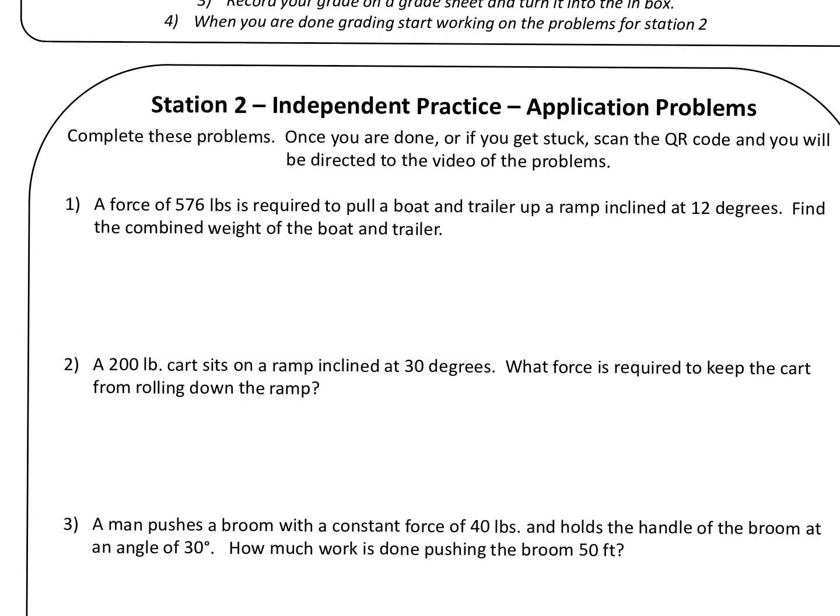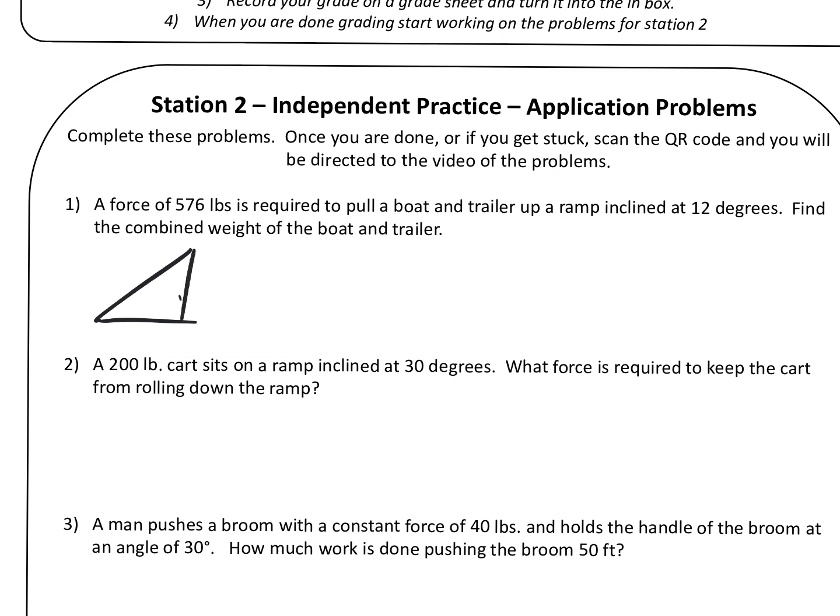We have a force of 576 pounds, which is required to pull a boat and trailer up a ramp inclined at 12 degrees. Find the combined weight of the boat and trailer. It's a little bit tricky, but don't think of the boat and trailer as separate pieces. They are actually just a single item.